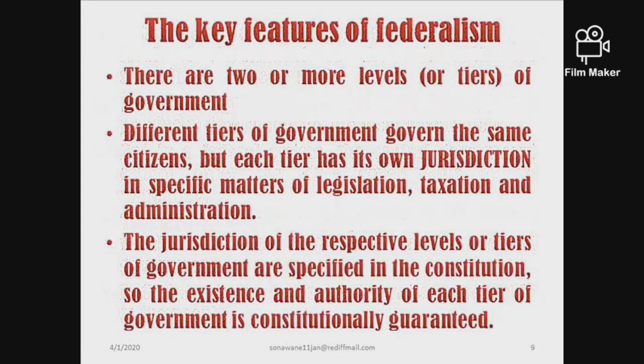The key features of federalism. 1. There are 2 or more levels, or tiers, of government. 2. Different tiers of government govern the same citizens, but each tier has its own jurisdiction in specific matters of legislation, taxation and administration. 3. The jurisdictions of the respective levels or tiers of government are specified in the Constitution, so the existence and authority of each tier of government is constitutionally guaranteed.